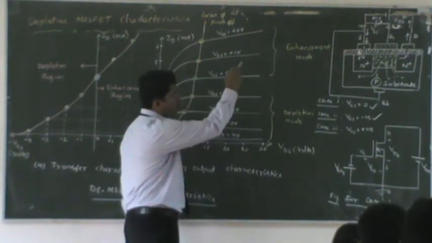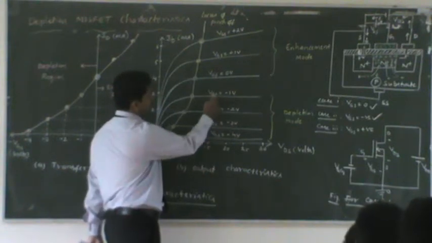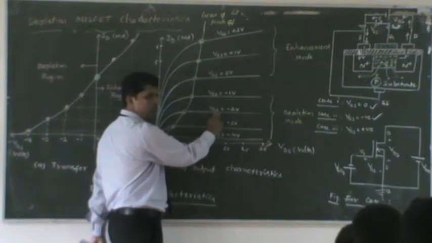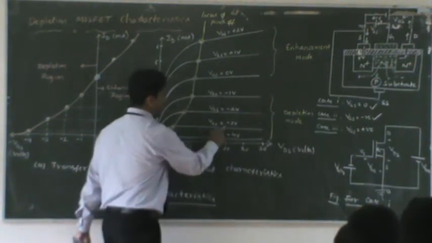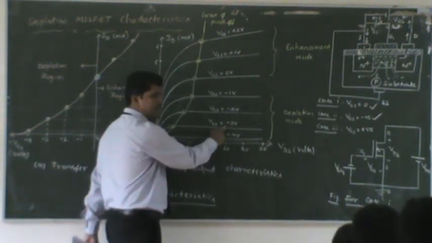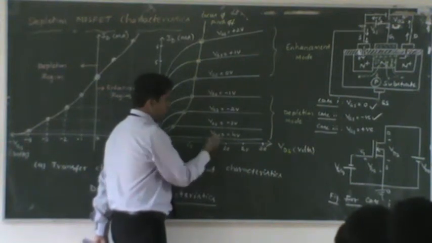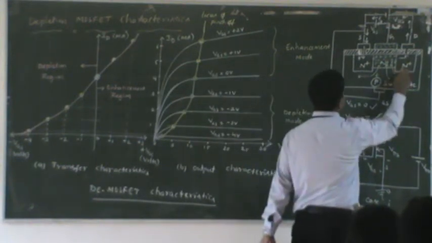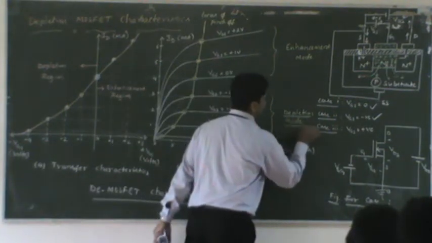That's why, if you apply more negative voltage, you see what is happening. When VGS is minus 1 volt, you have some current. When VGS is equal to minus 2, you are going more negative. That means you are increasing your positive charges. At VGS minus 3, current is gradually decreasing. At VGS equal to minus 4, it is almost decreasing. When you go beyond this, it completely blocks the current from source to drain. So you will not get any current. This particular region is called depletion.